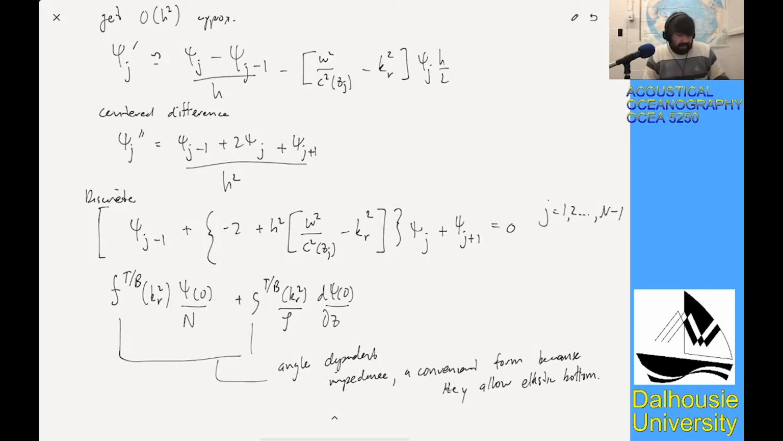Okay. So if you want more on this, let's just discretize this part. So this is still the continuous version. Let's write the discrete version of this at the top and the bottom. And I'll go to the next page.